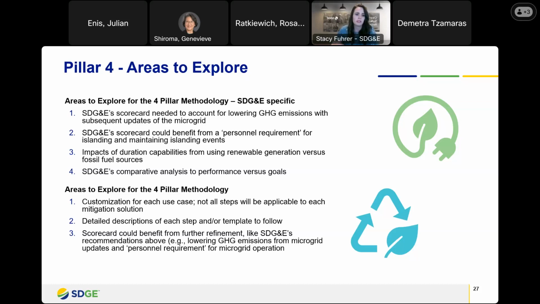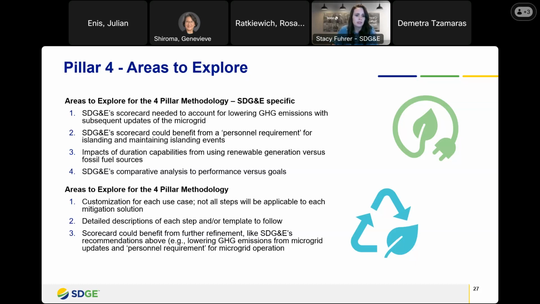There's clearly an impact for SDG&E of the impact of duration capabilities from using those renewable generations versus those fossil fuel. And that was shown through our first scorecard when you could compare Borrego 1.0 to Borrego 3.0, because we took the diesel generator away from Island Master, or because we added all of the circuits instead of just priority load 2, that really changed the scorecard for us. And that was very unique.